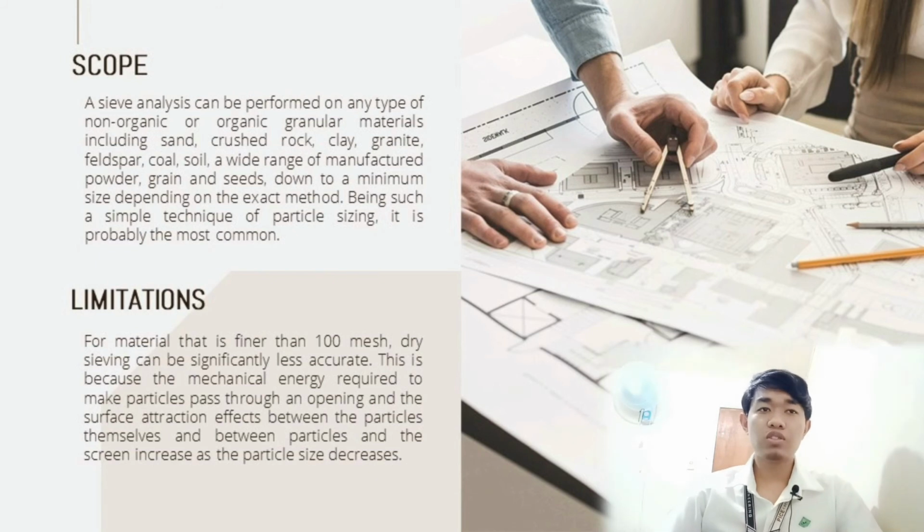As we move on to the scope and limitations of sieve analysis, first is the scope. A sieve analysis can be performed on any type of non-organic or organic granular materials including sand, crushed rock, clay, granite, feldspar, coal, soil, and a wide range of manufactured powder, grain and seeds down into a minimum size depending on the exact method. Being such a simple technique of particle sizing, it is probably the most common.